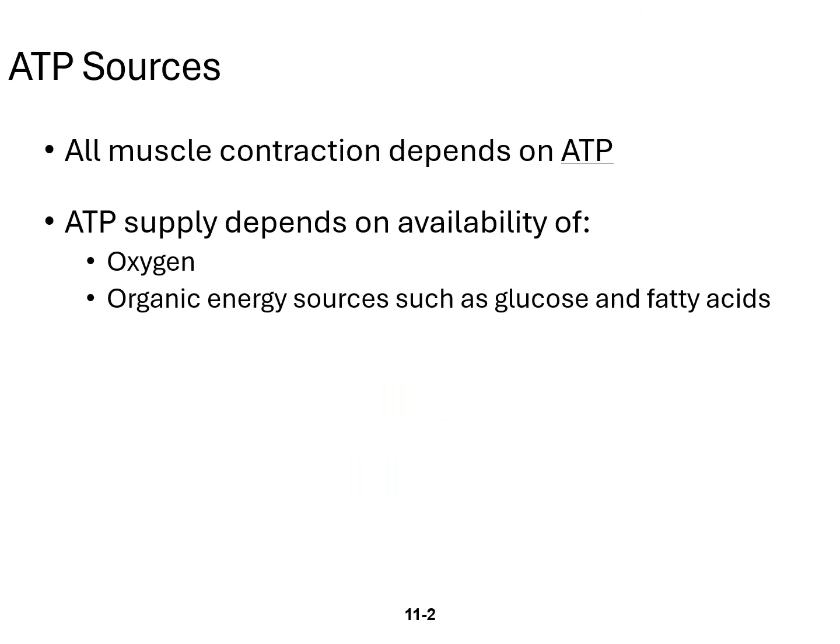Let's get started. All muscle contractions depend on ATP. ATP supply depends on the availability of oxygen and the organic energy source such as glucose and fatty acids. Glucose is primarily the energy source that you use. When glucose gets used up, then the body will use fatty acids.